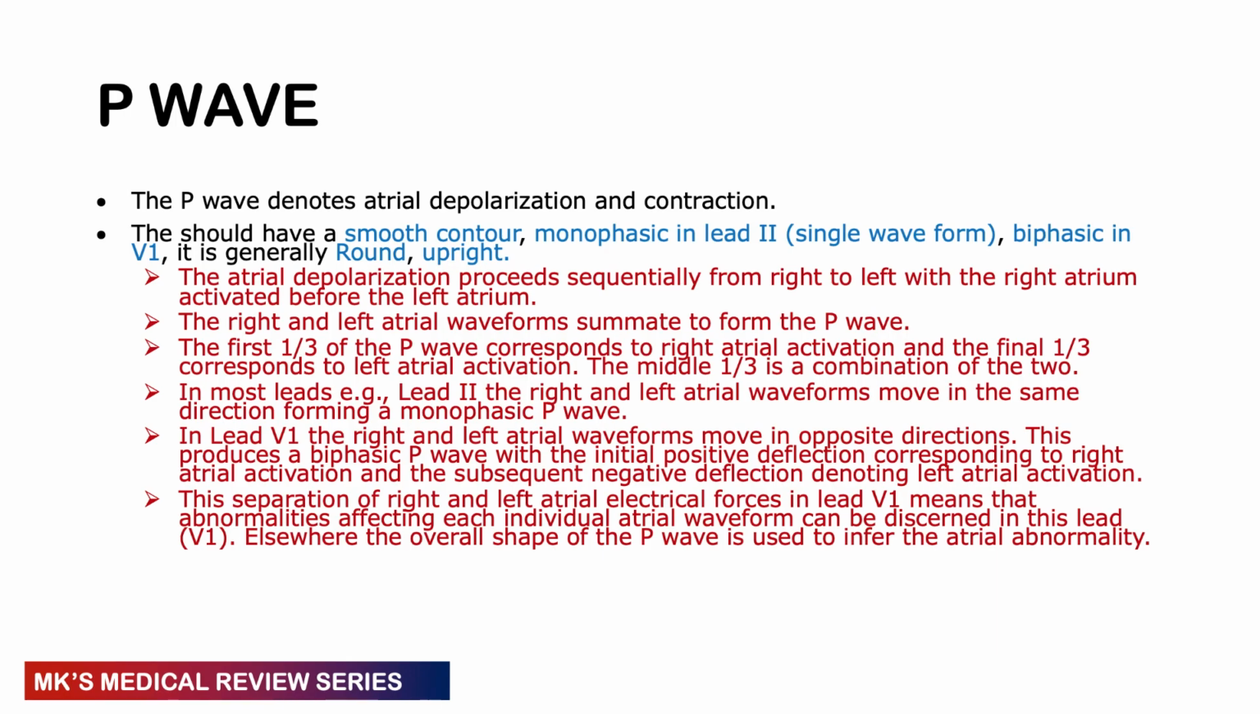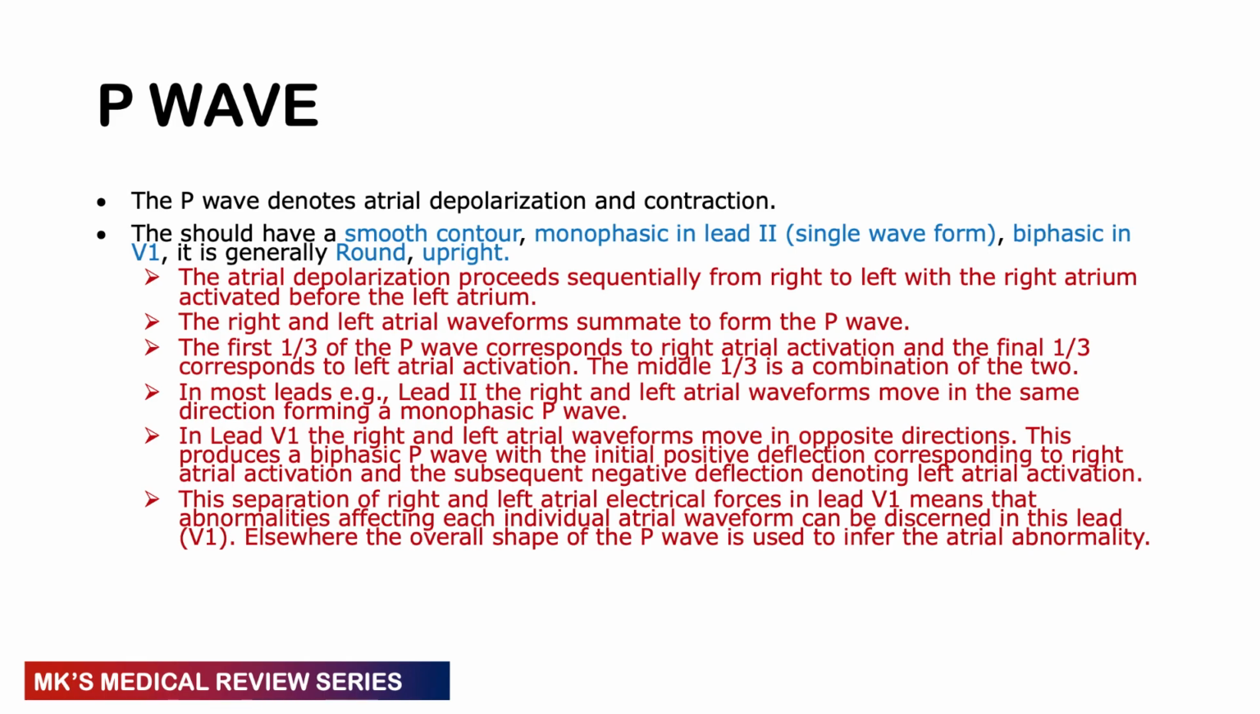Remember that the P wave is going to be smooth in contour. It's going to be one single wave, best seen in lead 2 as a single waveform. It can be biphasic in lead V1. This is because in V1 the initial first part of the P wave is positive, indicating depolarization of the right atrium. Then the second part, a negative deflection, represents depolarization of the left atrium, because remember the SA node is in the right atrium. So when the impulse spreads, it will first depolarize the right atrium, then flow to the left atrium. Keep that in mind.